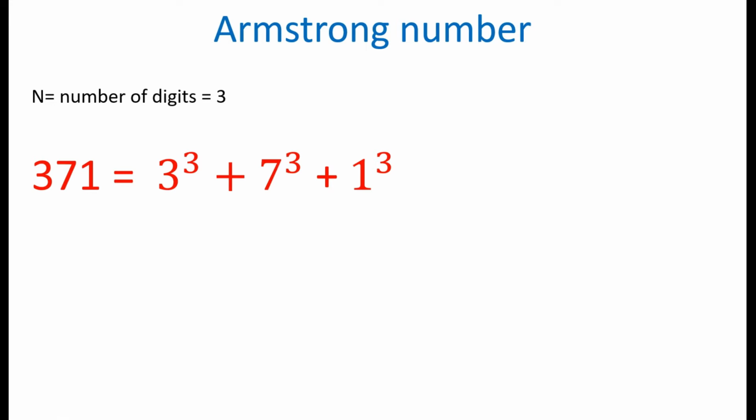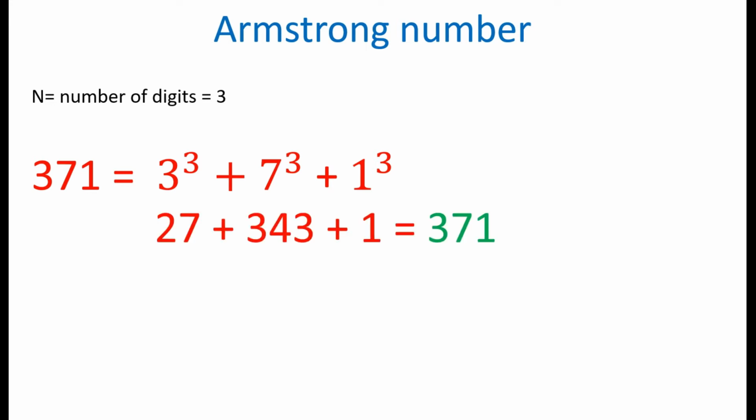That is 3. So let's check. Here the cube of 3 is 27, the cube of 7 is 343, and the cube of 1 is 1, and the sum is 371. This is an Armstrong number.